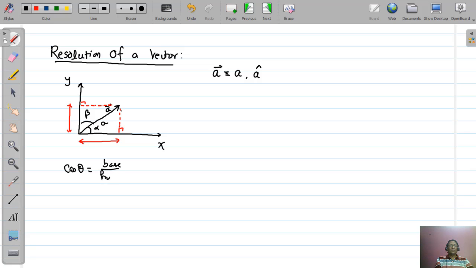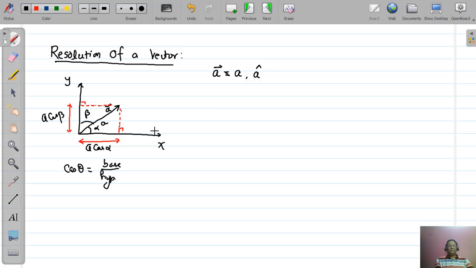over hypotenuse. That means this is alpha, base we have to find, and hypotenuse is A. So that means it is A cos alpha. Similarly, this length is A cos beta.